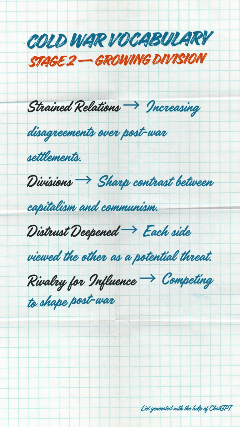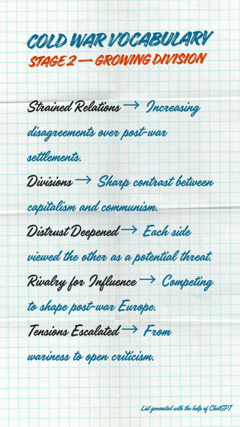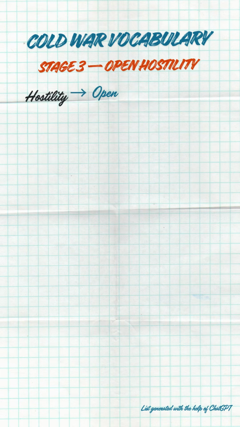As we move to the next stage, we see escalating tensions and a deepening divide between the superpowers. This calls for the use of stronger phrases like strained relations or rivalry for influence, because both sides were competing to shape post war Europe according to their own interests.